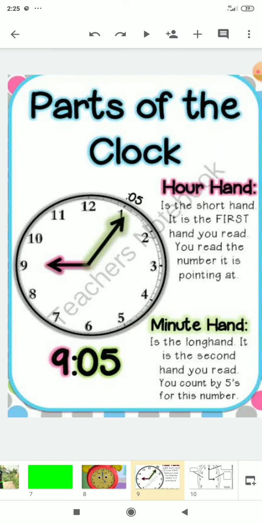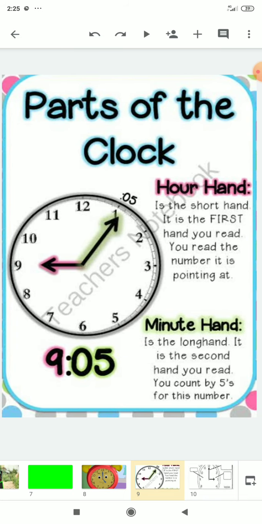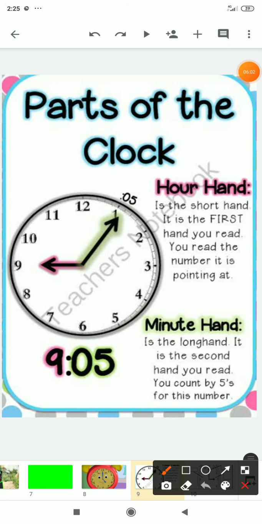Suppose now the hand is on 1. Suppose the long hand is pointing at 12 and the short hand is pointing at 9, it is known as 9 o'clock.